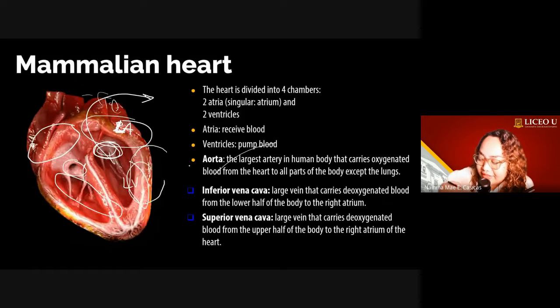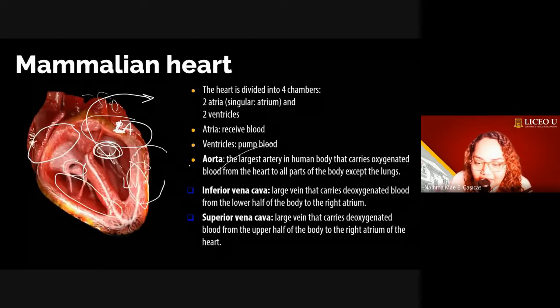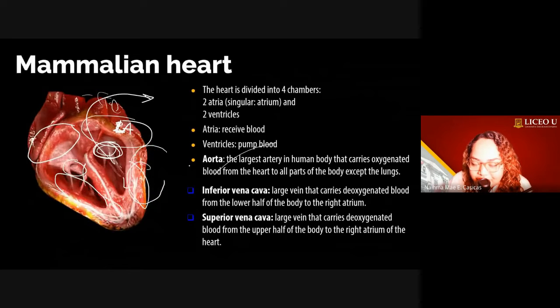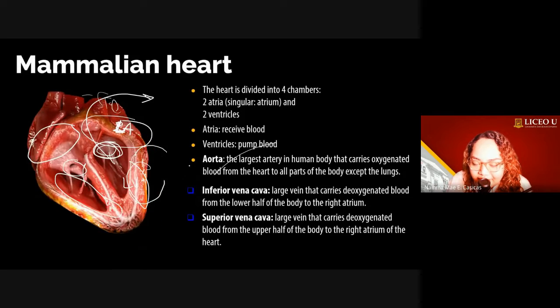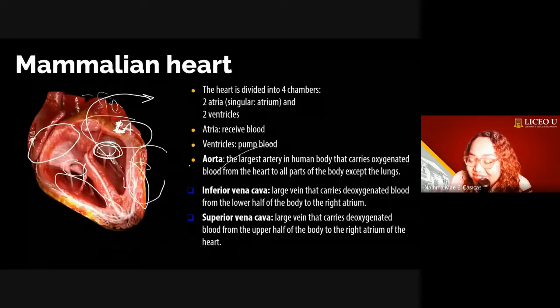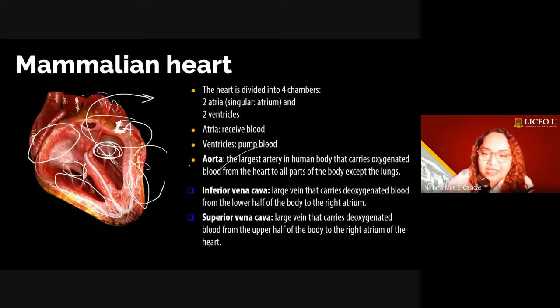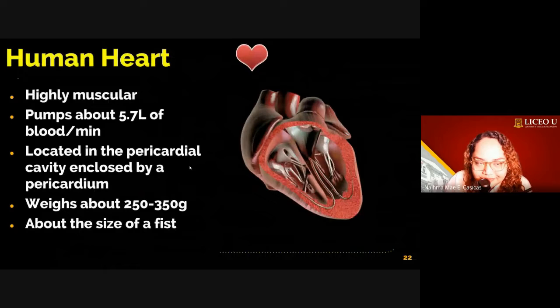Your aorta will distribute your blood from the heart into the systemic circulation, and you have your large veins, your inferior vena cava and your superior vena cava. This would deliver deoxygenated blood from the system into the heart. So ang imong superior kay gikan dinhi sa head paingon sa heart, and your inferior vena cava would get deoxygenated blood from the rest of your torso. So that would be your mammalian heart.